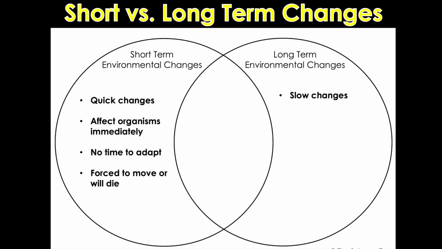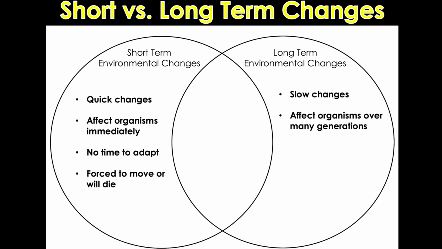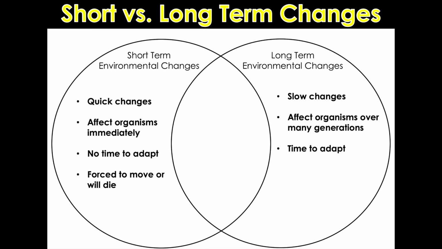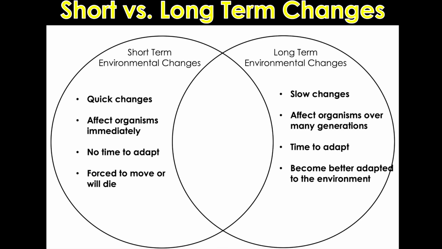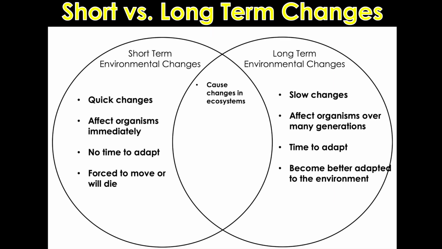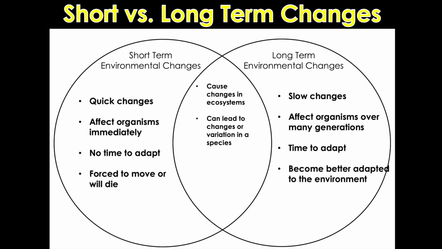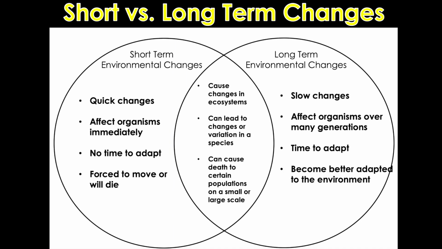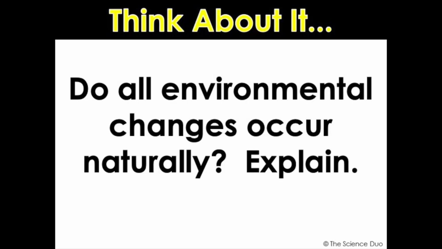Long term changes are slow. They affect organisms over many generations. Organisms are given time to adapt and become better adapted to the environment. Both cause changes in their ecosystems, can lead to changes in variation in a species, and can cause death to certain populations on a small or large scale.